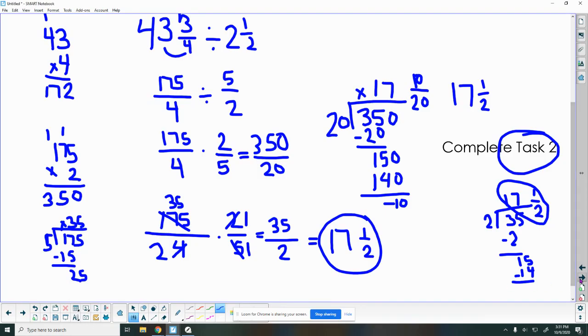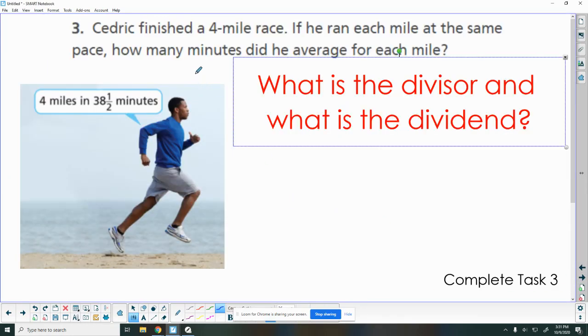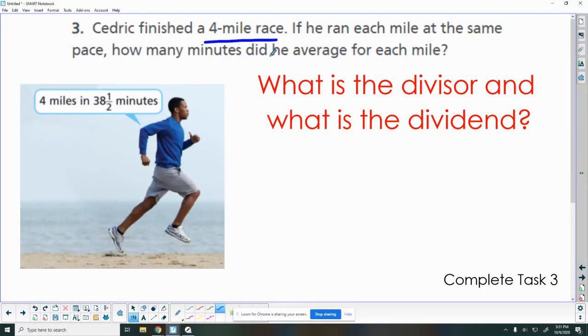So task 3 says that Cedric finished a 4-mile race. He ran each mile at the same pace. So same. How many minutes did he average for each mile? So it wants to know what was his pace. Okay. So we know he ran 4 miles and he did it in 32.5 minutes.